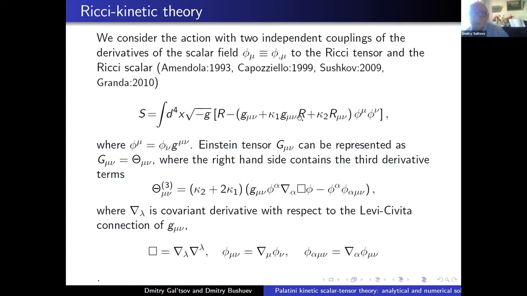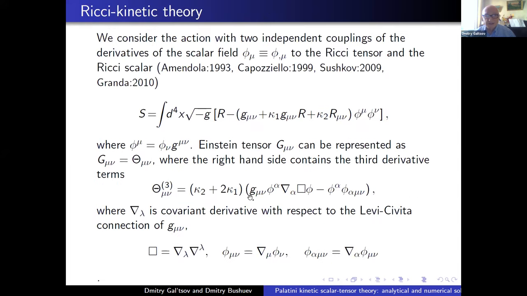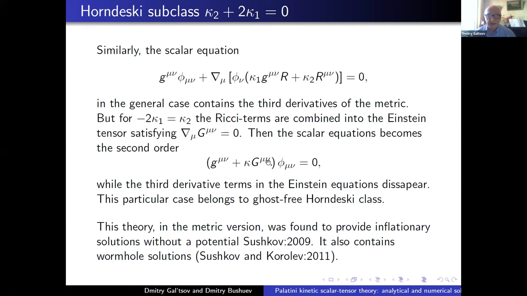does not belong to the ghost-free Horndeski class, but has third derivatives in the equations of motion. It is evident from the Einstein tensor derived from this Lagrangian. It is just kappa two plus kappa two kappa one, this combination of higher derivatives, and also the scalar equation contains higher derivatives. But in the case when kappa two kappa one plus kappa two is zero, third derivatives in the Einstein equation vanish, and the scalar equation becomes second order only.